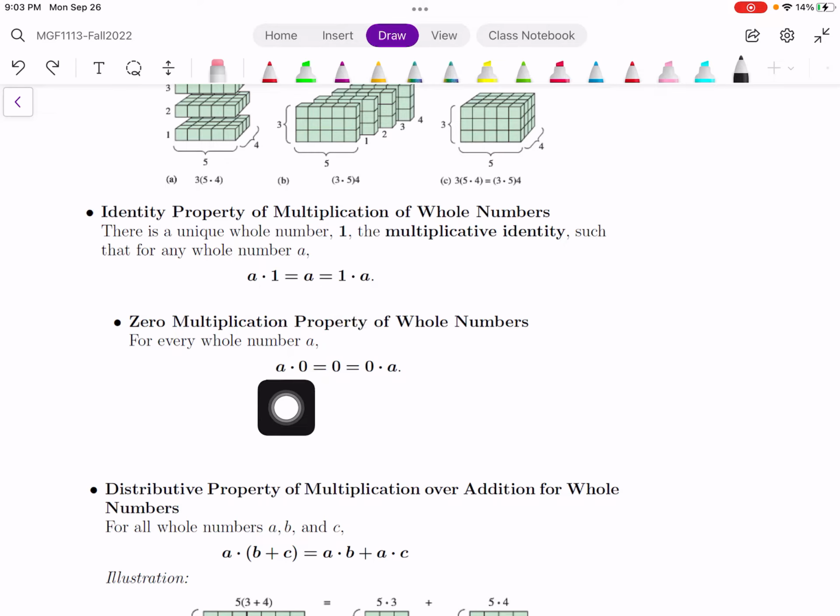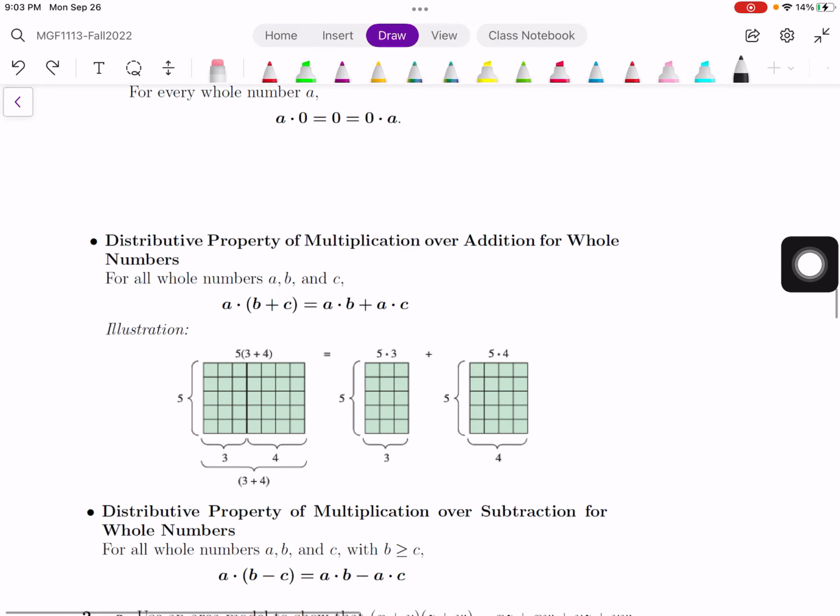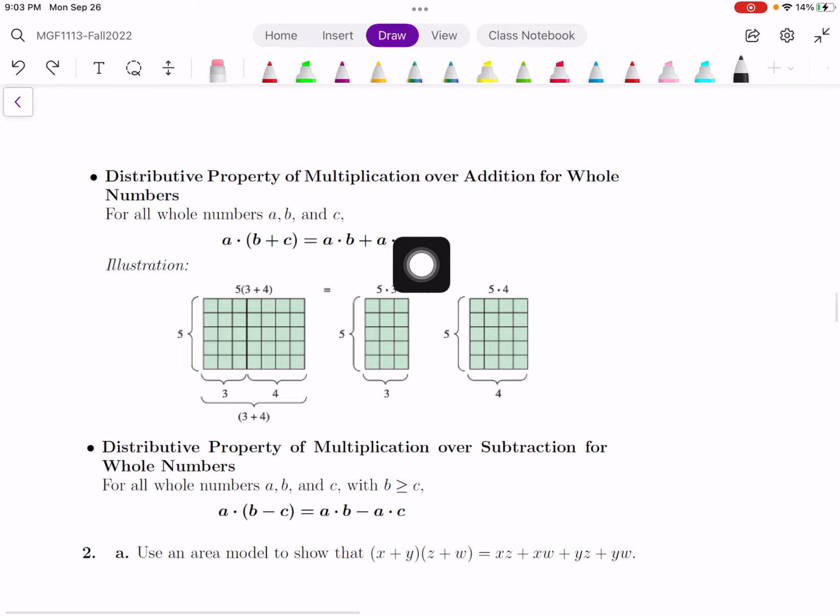And then we have the zero multiplication property, that multiplication by 0 is 0. And it again doesn't matter, since multiplication is commutative, whether you multiply by 0 on the right side or on the left side, in either case they produce 0. And finally, the last ones, which are kind of the same, distributive property of multiplication over addition. So a times (b plus c), you can distribute as a times b plus a times c.